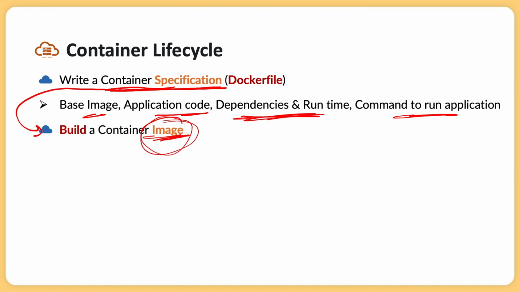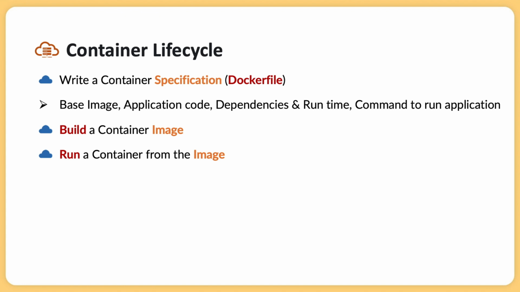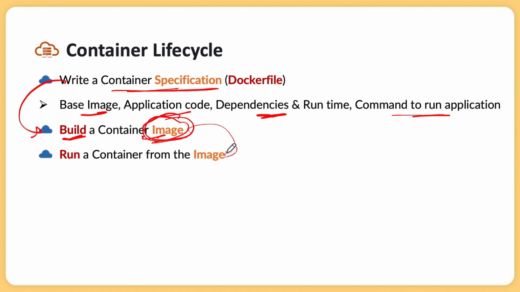So of course, what is the next step of the container lifecycle? Next is to run the container from the image. As I said, once we build our image, how are we building our image? We are building our image from our container specification, which includes the base image, application code, runtime, and how to start the application. Once this image is ready from this specification, we can run our container using it. So after building the image, we can run the container using a container runtime.